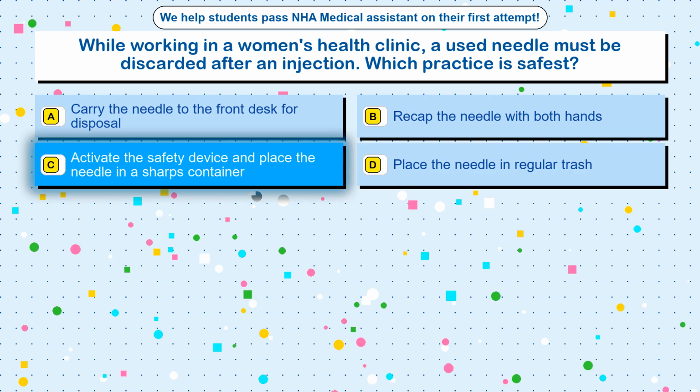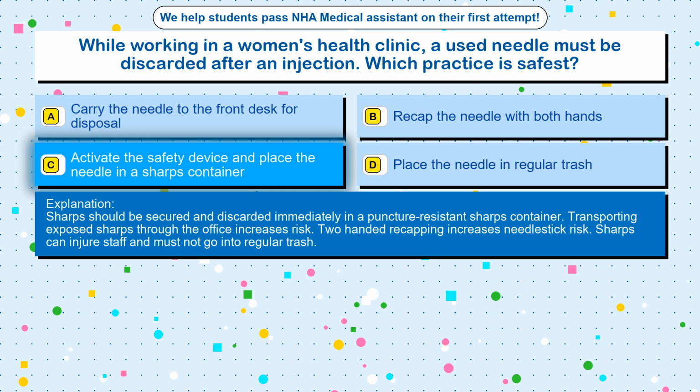The correct answer is option C, activate the safety device and place the needle in a sharps container. Sharps should be secured and discarded immediately in a puncture-resistant sharps container. Transporting exposed sharps through the office increases risk. Two-handed recapping increases needle stick risk. Sharps can injure staff and must not go into regular trash.